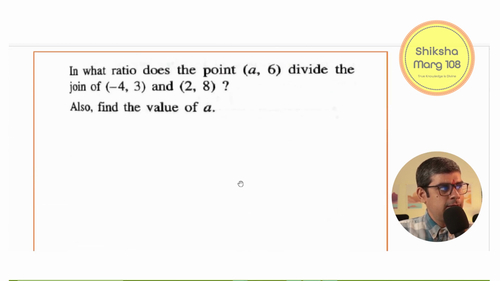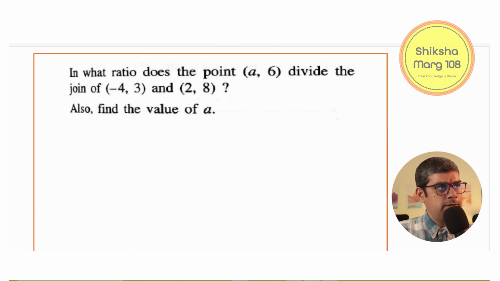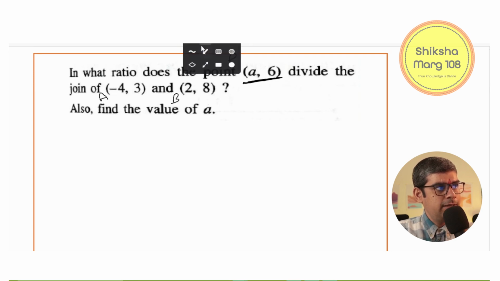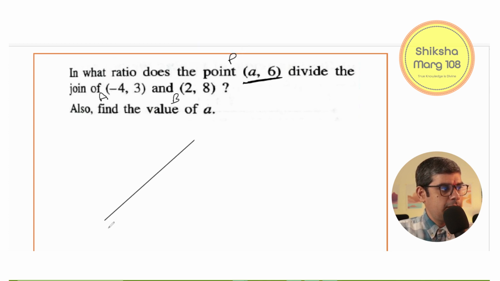All right. Quite informed now today, aren't we? Well done. In what ratio does the point, so this is the point P for us, divide the join? So that's join A and B. Again, let's really quickly get the line segment done. That's line segment AB for us. So that's A.